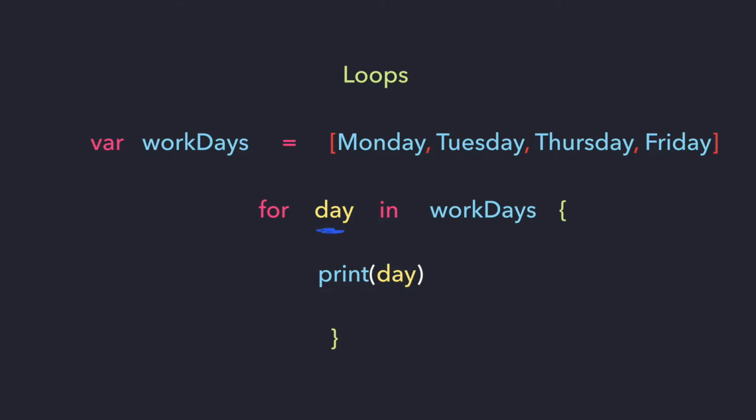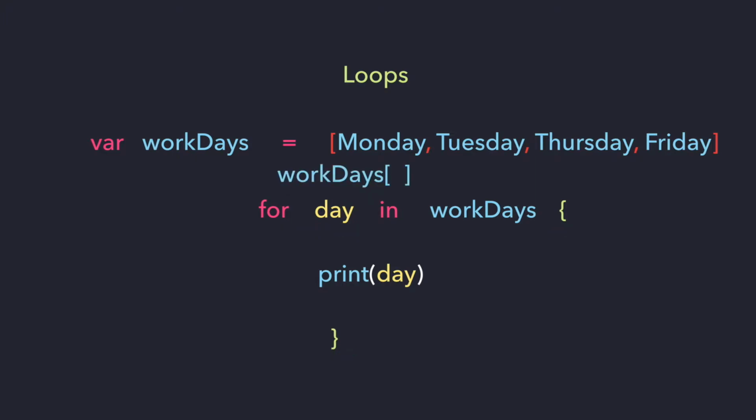Day is something that we actually make up on our own. This is a constant right here. So imagine that you said let day, this would be day here. And day represents an element in the array. So for every single element in here, for every day, it's going to do whatever's inside of these brackets here. Okay, so let's see if I have an example of this.